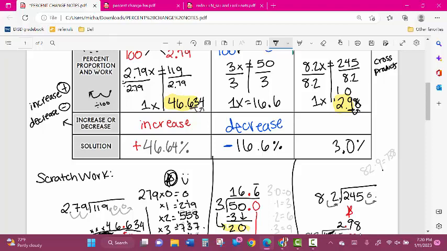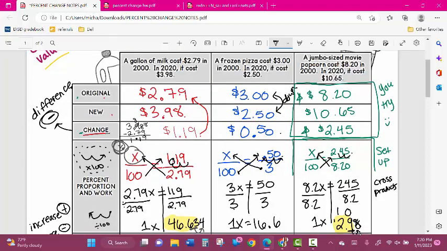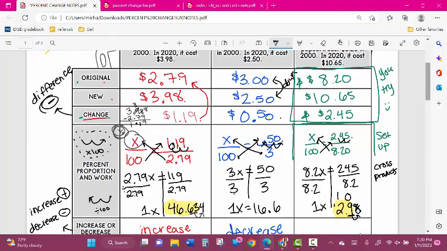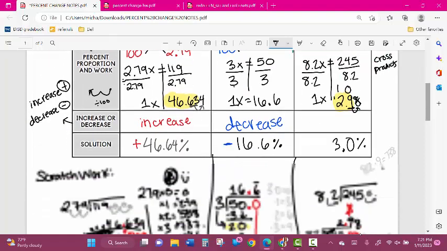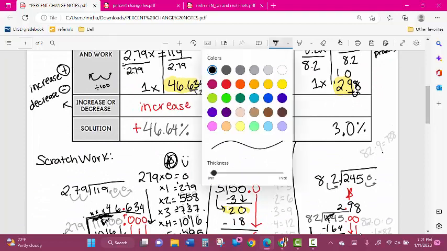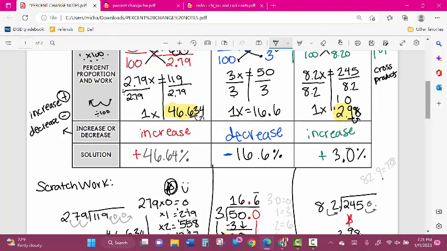That's a 3% change. Now I just have to know, was it an increase or a decrease? Increase or decrease. Okay. We started at 820 and ended at 1065, so it did get bigger. The price got bigger, which means this was an increase. And because it was an increase, this is a positive 3%, roughly.